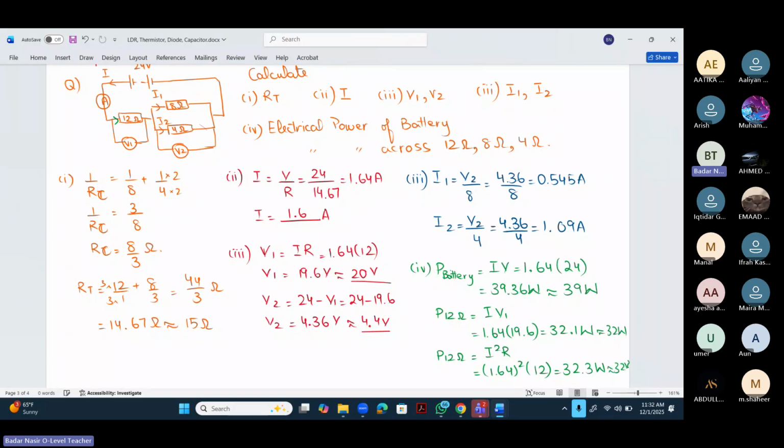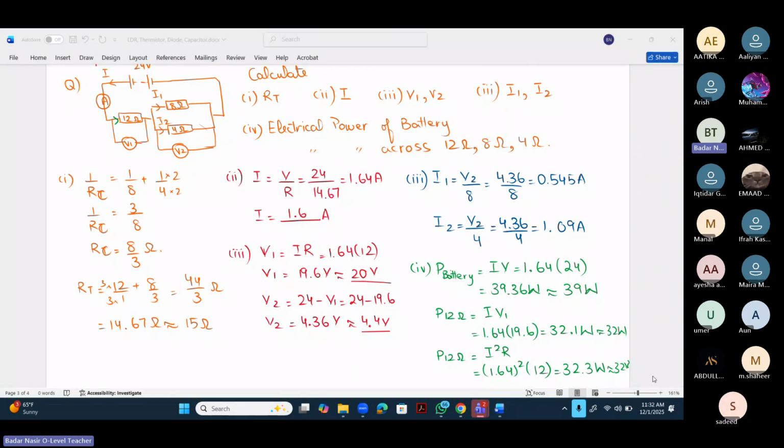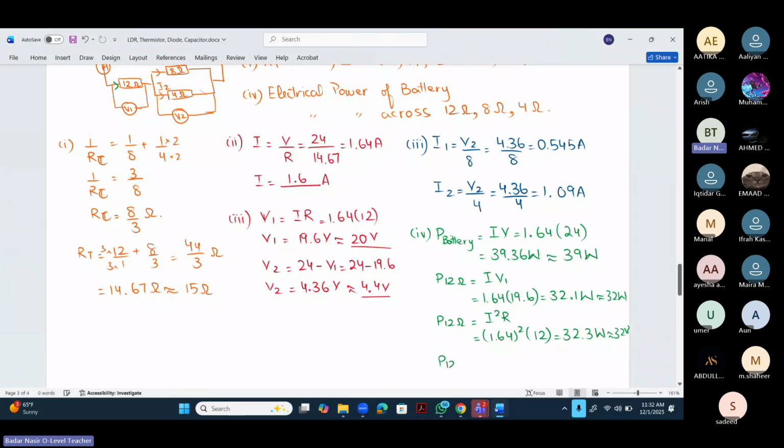You can also use the third formula that is P equals V square over R. Let me show that one too so that it's clear to you that we can use any of these formulas. The voltage across the 12 ohm resistor is V1, which is 19.6 square divided by the resistance, that is 12. 19.6 square divided by 12, again you get 32.0 watt, and if you round off the answer, that again gives you 32 watt.